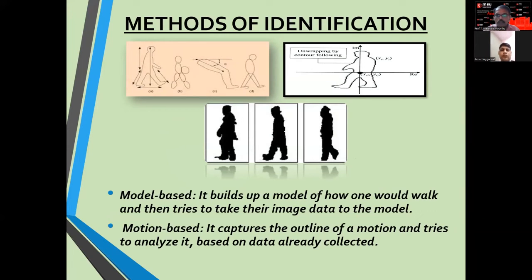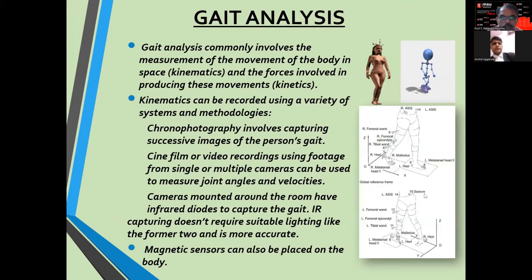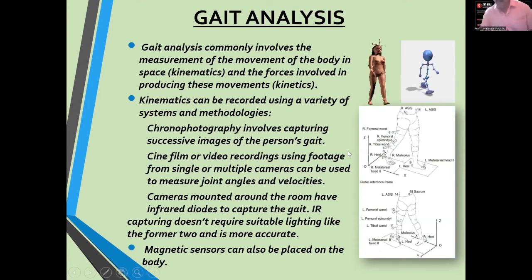Model-based one tries to fit their image data to the model. Motion-based captures the outline of a motion and tries to analyze it based on data already collected. Gait analysis. The gait analysis commonly involves the measurement of movement of the body in space and the forces involved in producing these movements. Kinematics can be recorded using a variety of systems and methodologies.